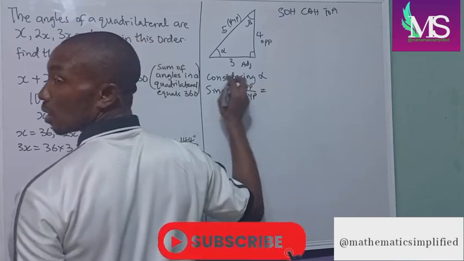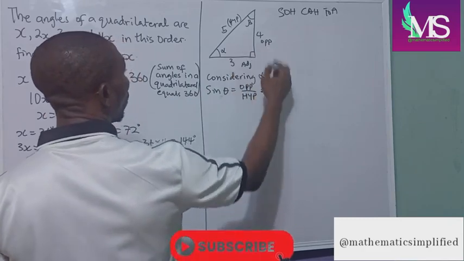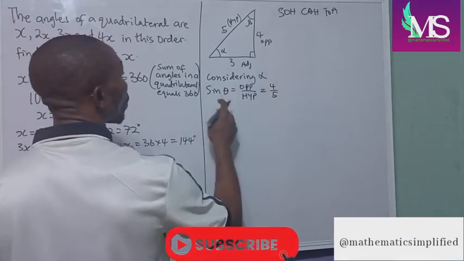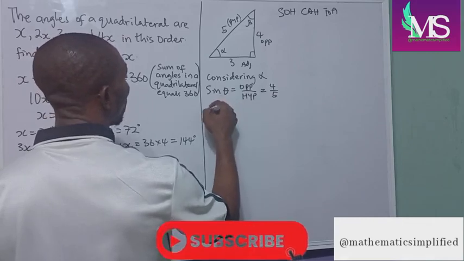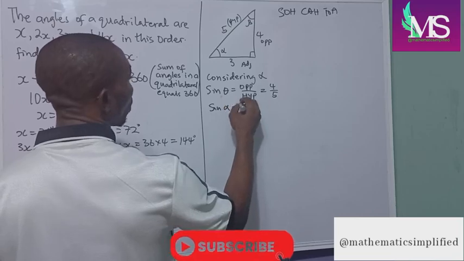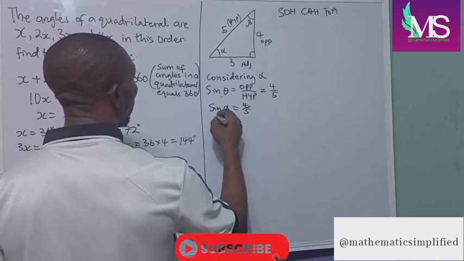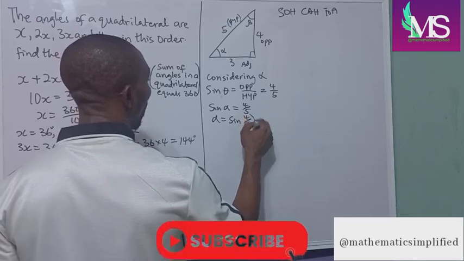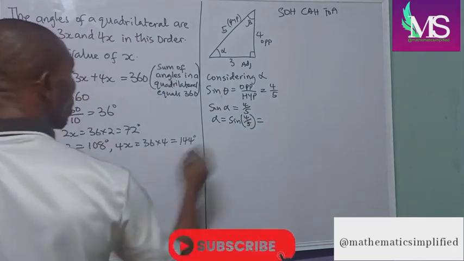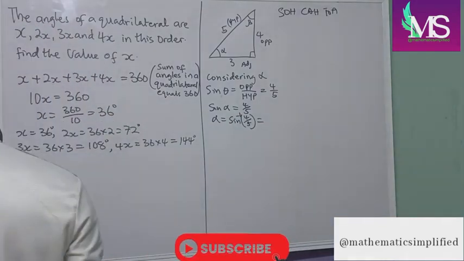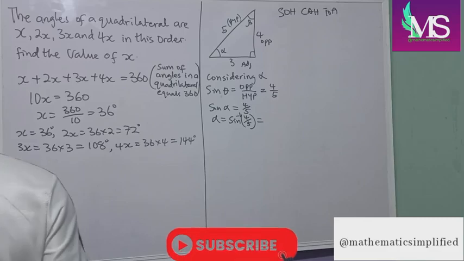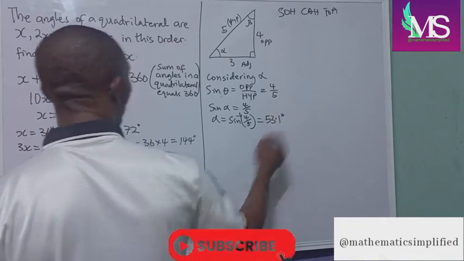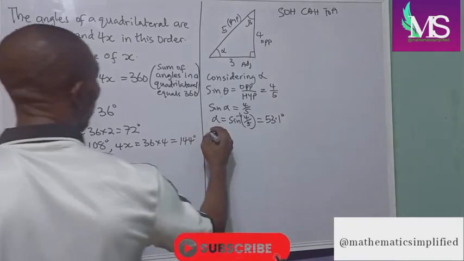Okay, now in this case, opposite is 4 over 5. So our sine theta, now alpha, becomes 4 over 5. So alpha equals sine inverse of 4 over 5, which will give us 53.1 degrees.